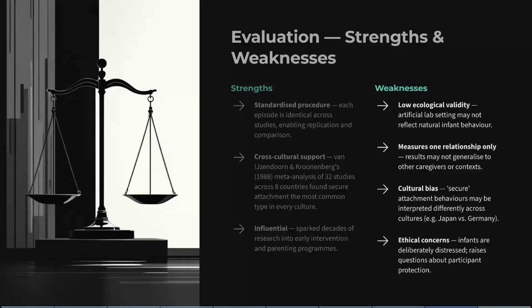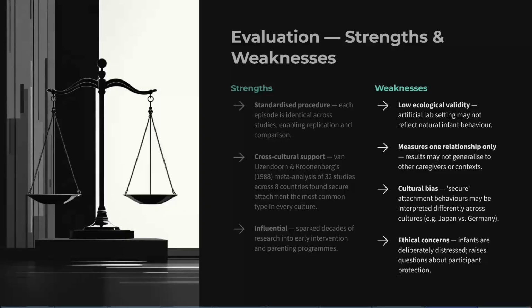The procedure may not accurately represent how these infants behave in their natural home environment. The second weakness is that it measures one relationship only. The classification an infant receives in the strange situation refers specifically to their attachment to the caregiver present in the procedure. Research has shown that the same infant can show different attachment classifications with different caregivers. Secure with their mother, avoidant with their father, for example. The strange situation does not capture the full complexity of an infant's attachment network.